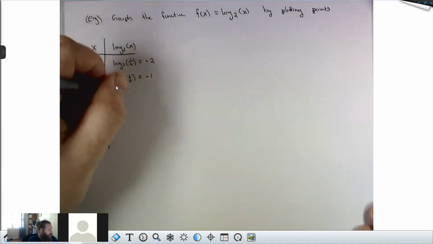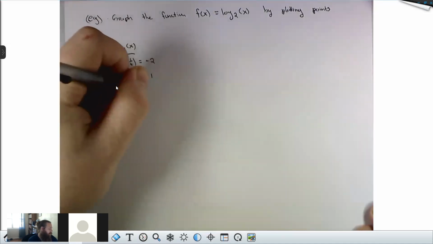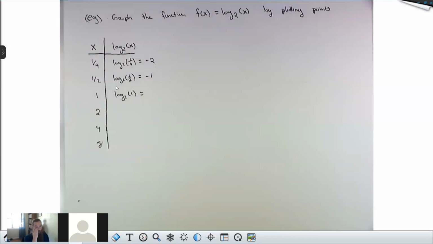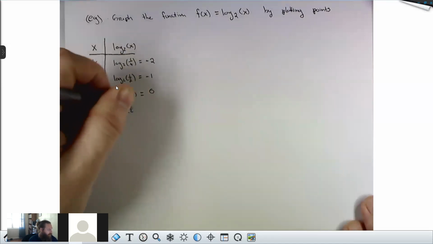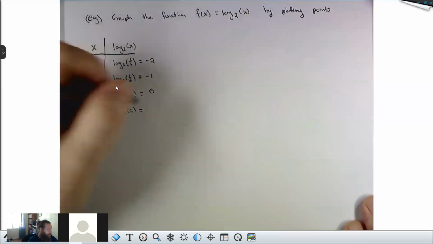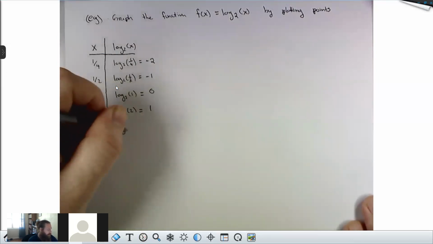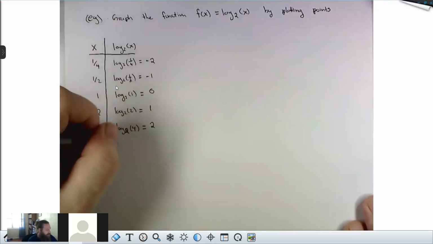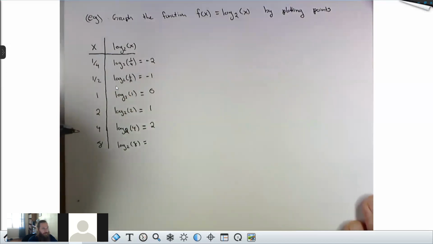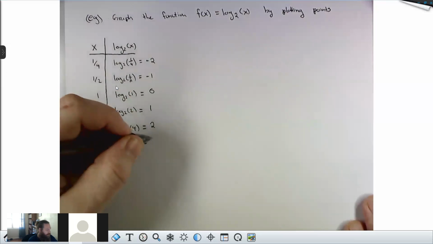All right, what is the base 2 log of 1? To what power must I raise 2 in order to get 1 out? Excellent, 0. The base 2 log of 2? That would be 1. The base 2 log of 4, thank you. Sorry, base 2 log of 4. That is 2. And the base 2 log of 8? Yeah, this one is 3.